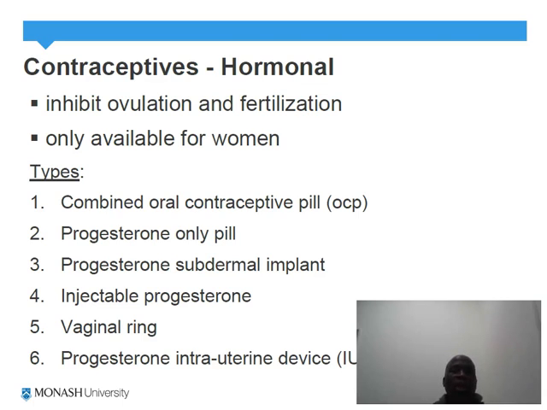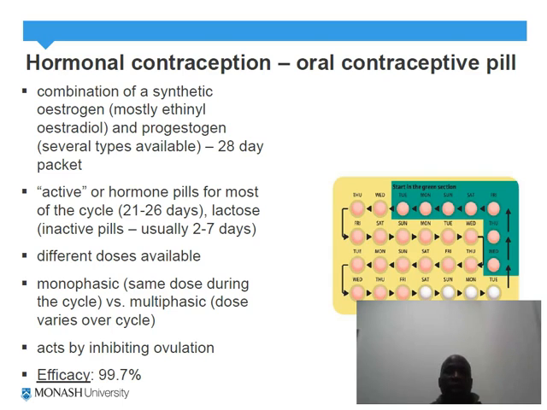Okay, let's look at the different types. The first one is combined oral contraceptive pill, also called OCP. Second one is progesterone only pill. The third one is progesterone subdermal implant. I'll talk more about this later on. The fourth one is injectable progesterone. Of course, we have the vaginal ring. The last one is progesterone uterine device.